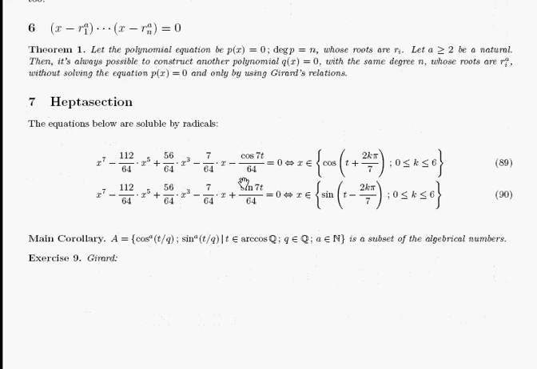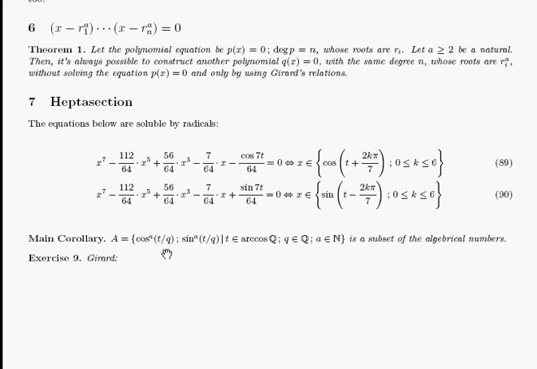Now heptasection. The same thing for n equals 7. Nothing new. Here is the equation. Here are the solutions. If you substitute cosine of 7t equals to a fraction, you will have 7 algebraical numbers. They are cosine of a fraction divided by 7. The cosine or sine of that is an algebraical number because all of these coefficients are rationals.